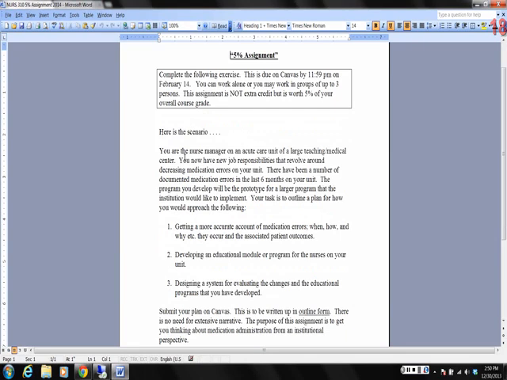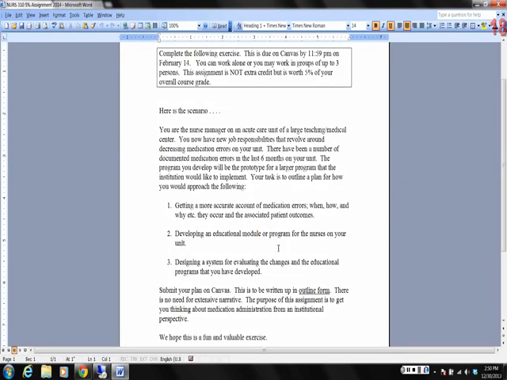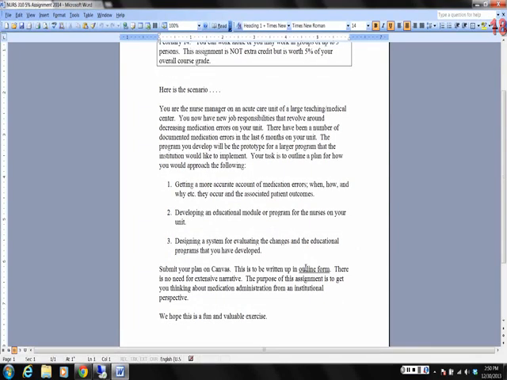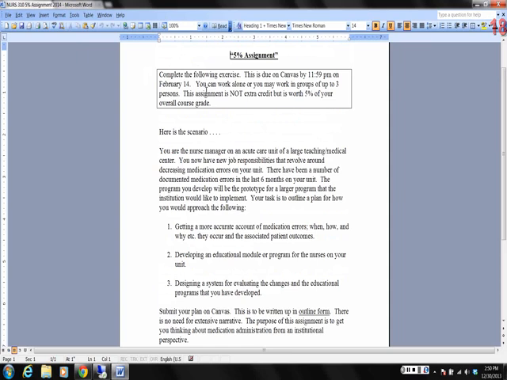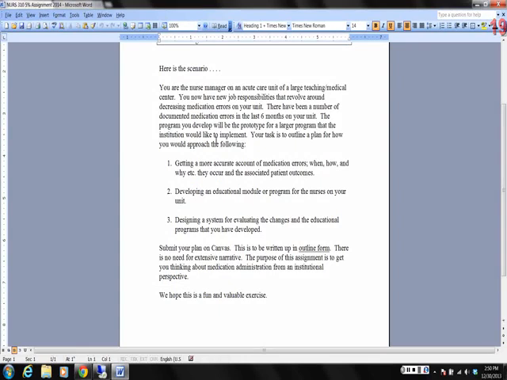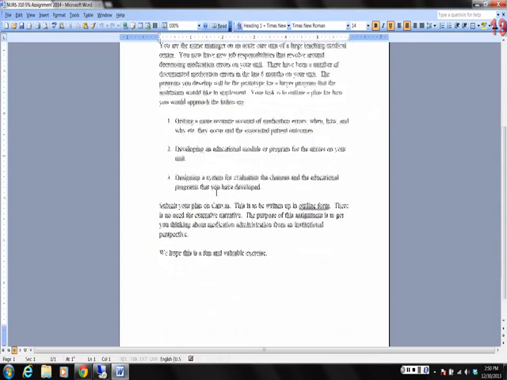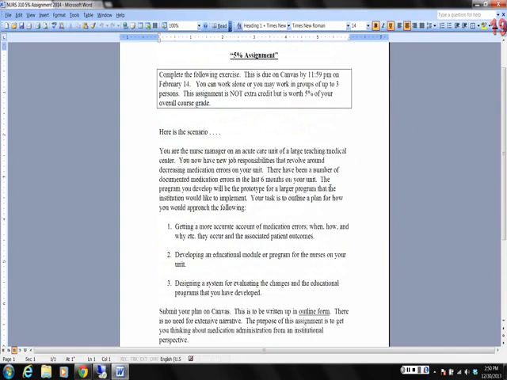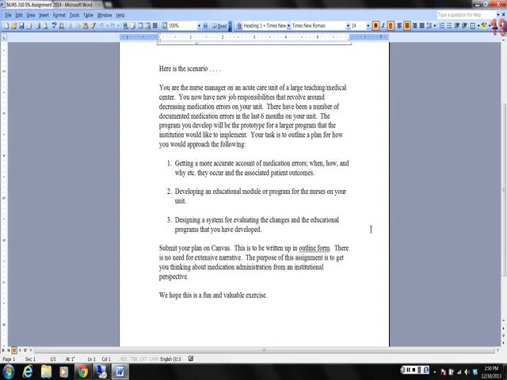And then here's the scenario: you're the nurse manager and your job is to investigate the medication errors and do something about it, to track it and figure out how to intervene with the system, with the nurses, to address this problem. It says, oh yes, I did add that: you can work alone or in groups of up to 3 persons. If you work with 3 persons, I want to know that everyone contributed. I will actually put that on here, that I want to know what everyone's contribution was, so that it's clear that everybody had a substantive contribution to the assignment.